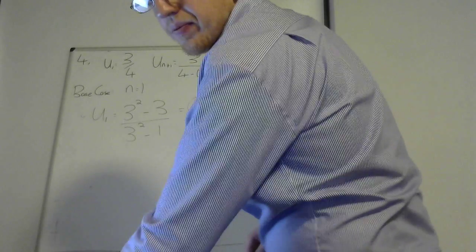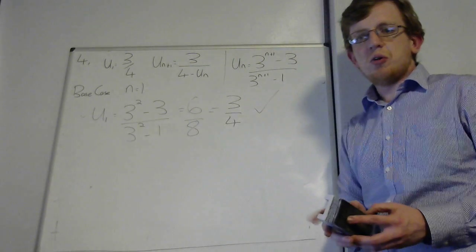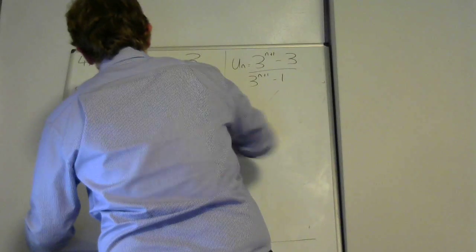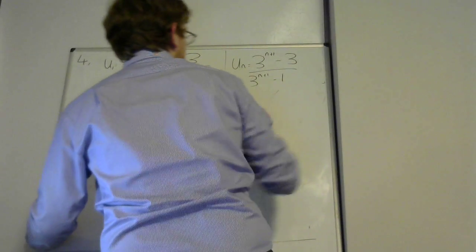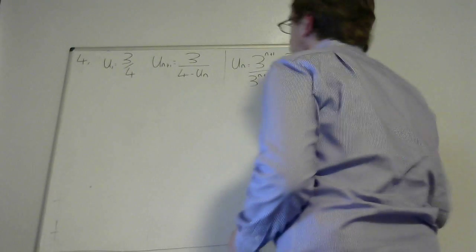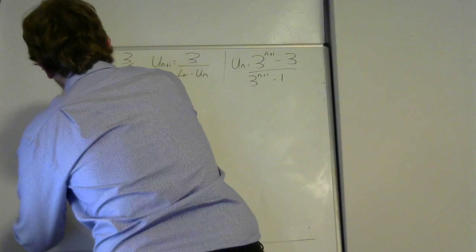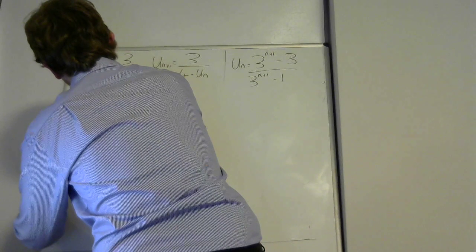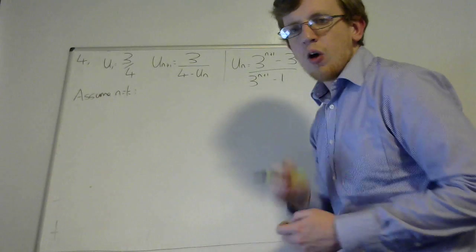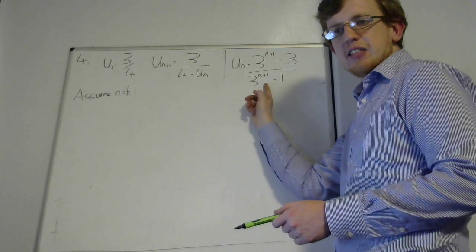Now, we're going to assume that for some n equals k, that this works. And then, like I said, write down what you're doing. This time, we're assuming that n equals k, that this works. What does that mean for it to work? That means that this formula is true.